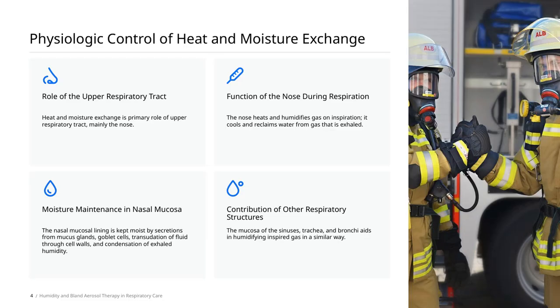Now, let's look at the physiologic control of heat and moisture exchange, especially in the context of humidity and bland aerosol therapy in respiratory care. The mucosa of the sinuses, trachea, and bronchi plays a crucial role here, helping to humidify the inspired gas much like the nasal passages do. The nasal mucosal lining stays moist thanks to several mechanisms. These include secretions from mucus glands and goblet cells, transudation of fluid through cell walls, and even condensation of the moisture we exhale. All these processes work together to maintain an optimal level of humidity in the respiratory system.